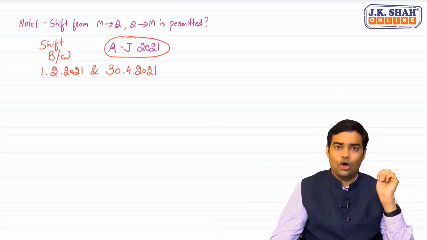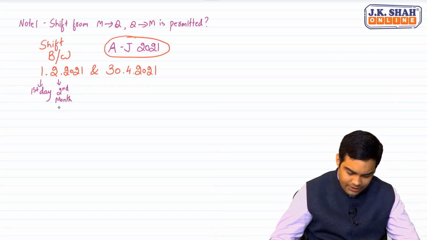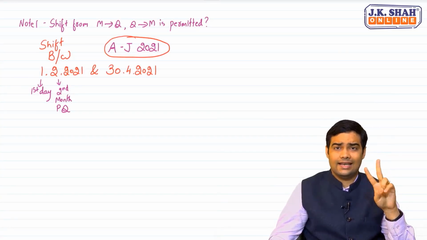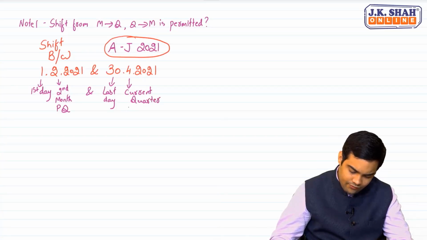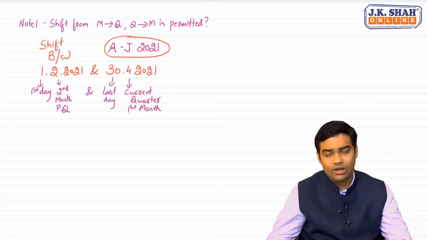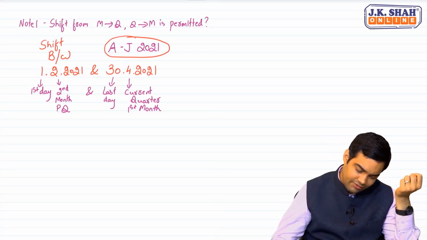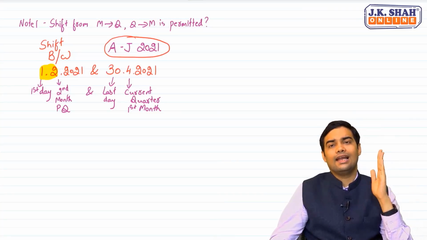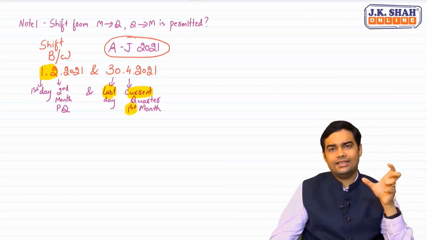Now, how is this written in the law? The law says: first day of the second month of the previous quarter, and last day of the current quarter's first month. See this carefully. So, you can shift between the first day of the second month of the previous quarter till the last day of the first month of the relevant quarter. Between these 2 days, you can shift.